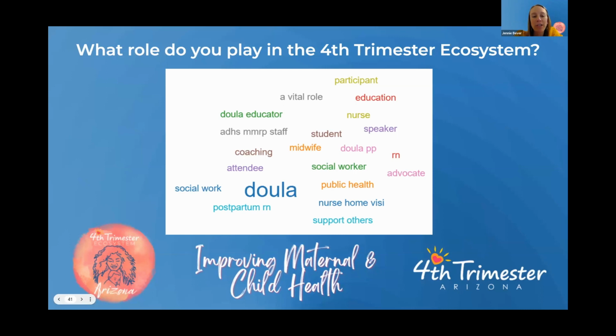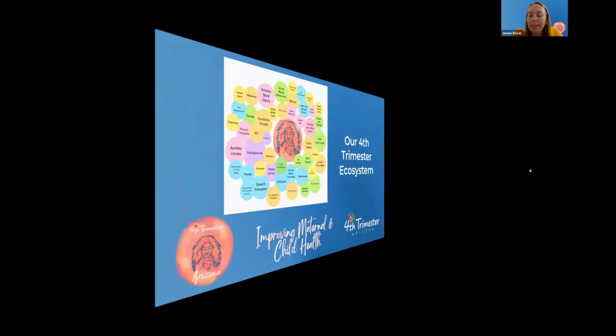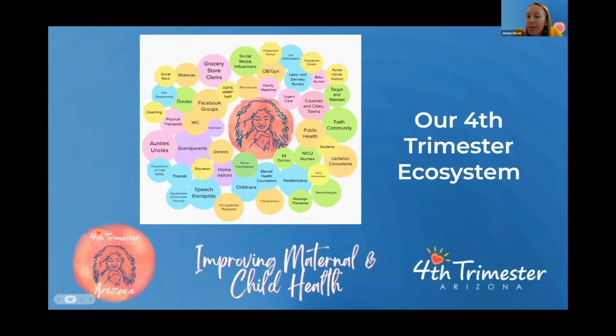Those of you who were with us yesterday morning may remember that I asked everyone to tell us their role in the fourth trimester ecosystem. That's because I felt it was time to update the ecosystem slide. So this is what we heard: participant, a vital role, education, doula educator, ADHS MMRP staff, midwife, social worker, public health, nurse home visitor, support others, postpartum RN, advocate, RN, speaker, nurse. I took those pieces that were not already on our ecosystem image and put them on a new slide. So here we go. We have updated our image.